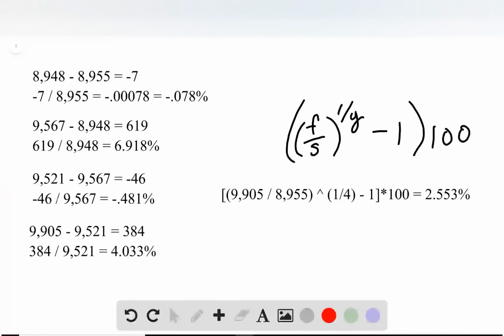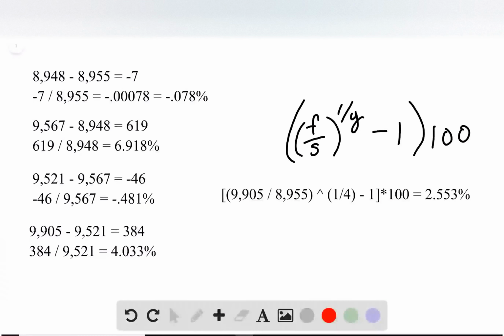So first, let's do from 1990 to 1991. So you take the 1991 GDP, you subtract the 1990 GDP, and in this case, you get -7. Then you take that -7 and you divide by the original number or the first number. In this case, it's 1990. So it's -7 divided by 8,955. That gives us a decimal. And then we can convert that to a percentage just by multiplying by 100, and we get -0.078%. You would do that exact same process to go from 1991 to 1992, and you get 6.918%.